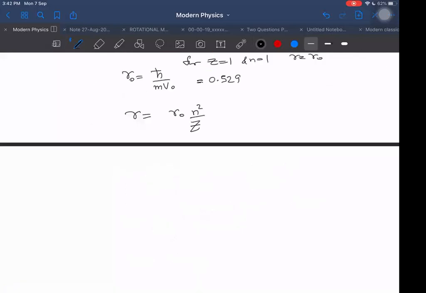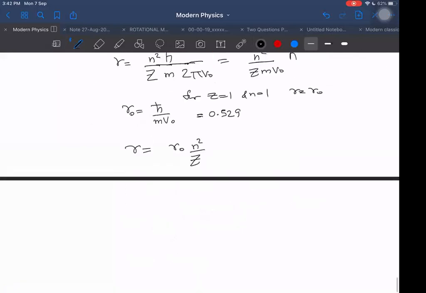Here I will write r naught star. That will be equal to h upon, this is not h bar. We understand what this h bar is? H bar means h upon 2 pi. Understand it? H bar means that.